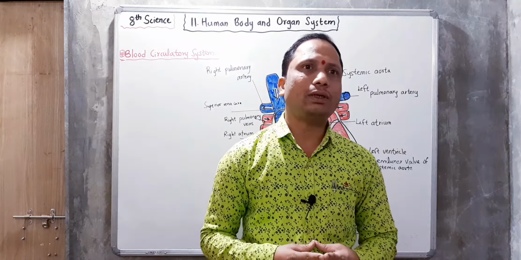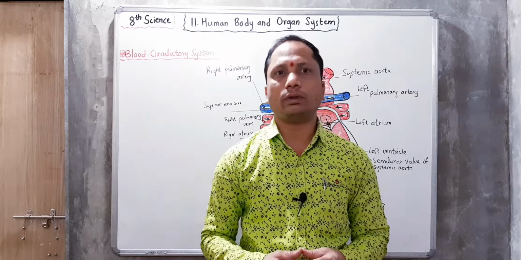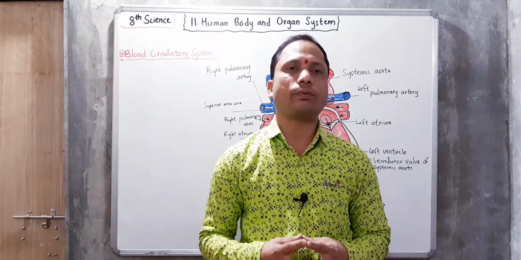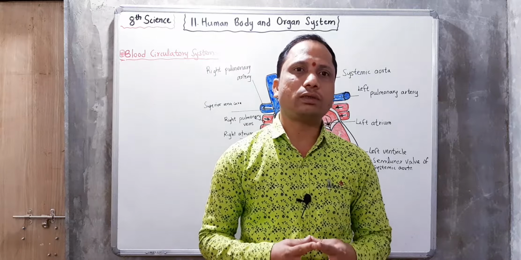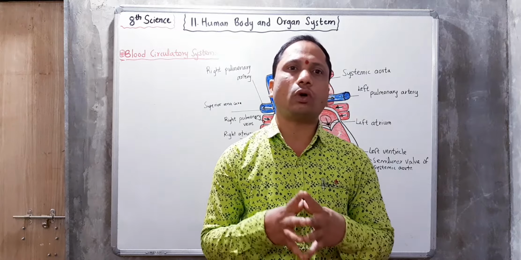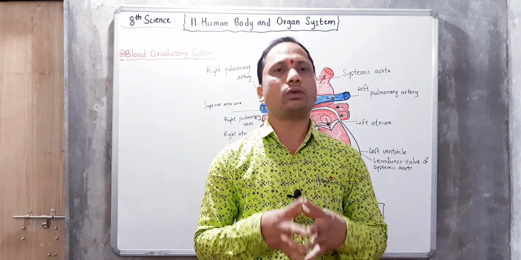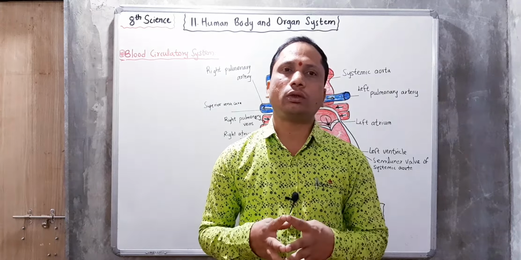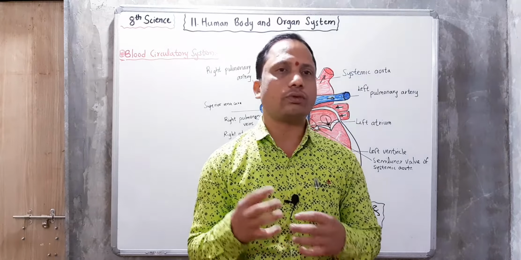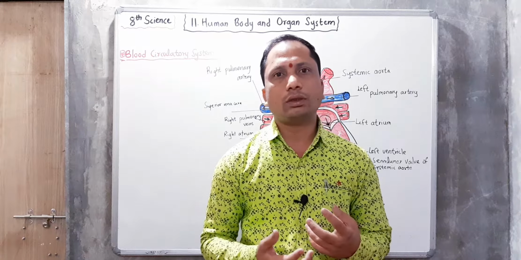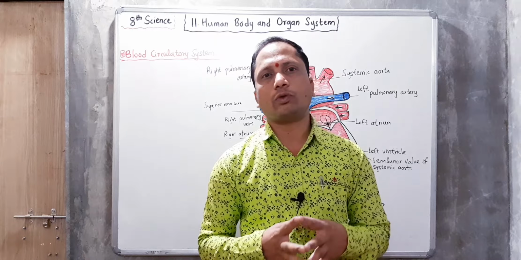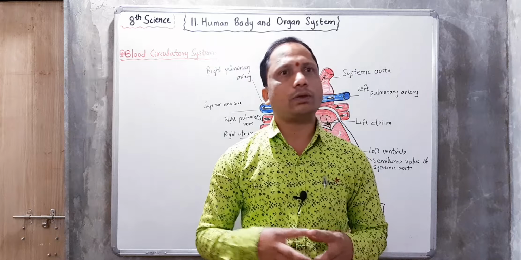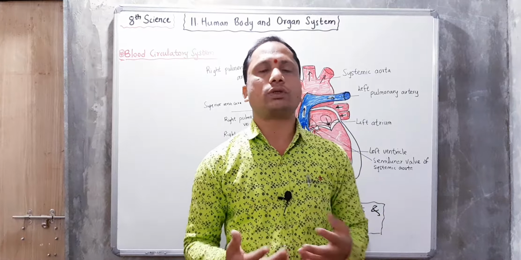Blood is a fluid connective tissue, and it carries different types of nutrients and oxygen to all parts of the body. You know that the pH of the blood is 7.4, and it plays a great role in blood circulation.